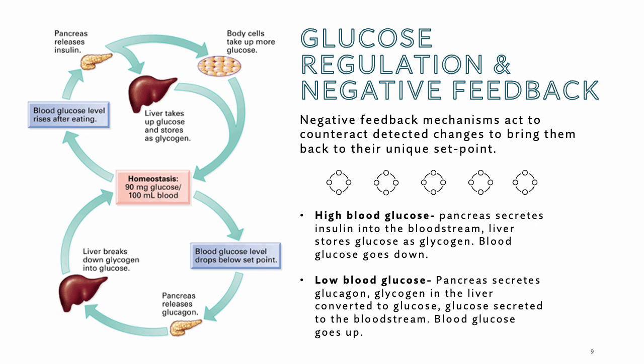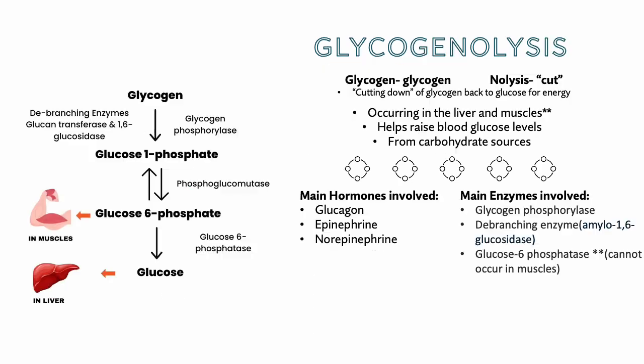This cycle keeps blood sugar levels stable. High insulin promotes glucose storage, while glucagon raises the blood sugar by converting glycogen to glucose. This is the breakdown of glycogen into glucose. It occurs in the liver and muscles and helps raise blood glucose in response to glucagon and stress hormones.